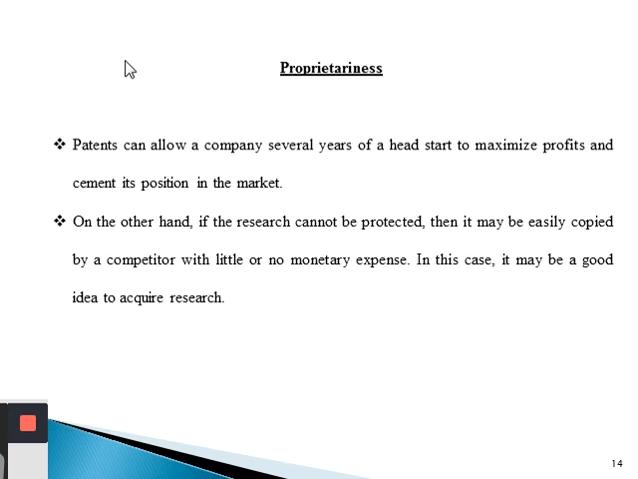First we will discuss proprietariness. In that, a patent can allow a company several years of a head start to maximize profits and cement its position in a market. Everyone knows patents. What is a patent? Any company has a particular process for a particular molecule. They can synthesize this molecule and publish it in a patent. It means they have the authority; they can use this process only. No one else will use it, so their research will be secure.